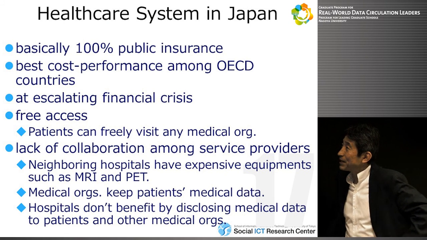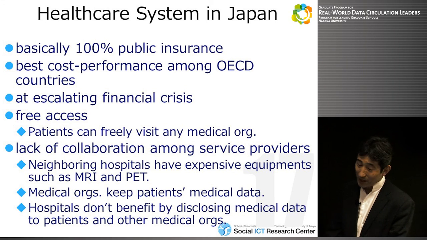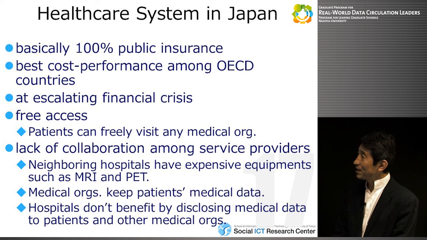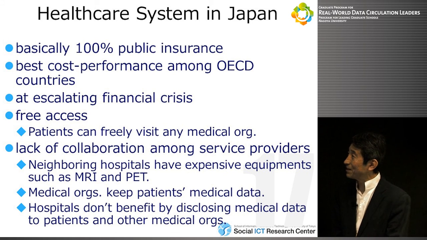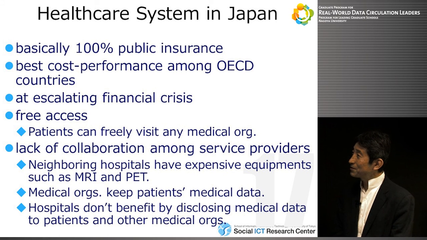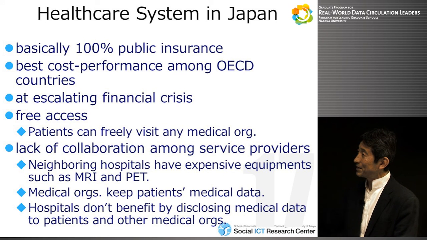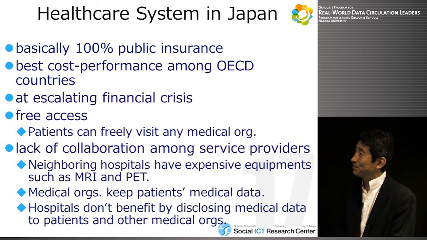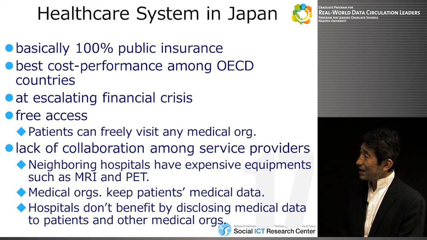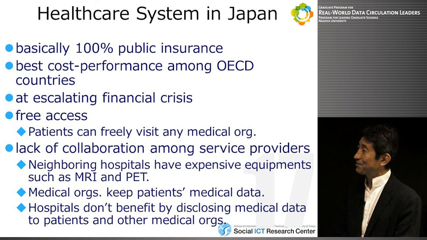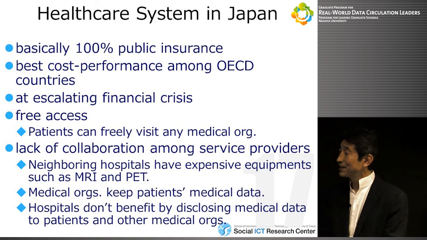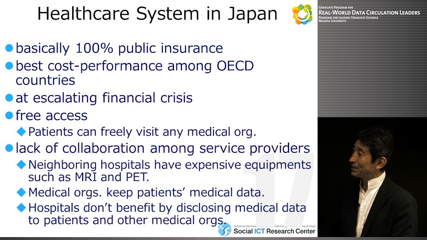Here I'd like to talk about the healthcare system in Japan. It's basically 100% public insurance. And according to reliable statistics, the Japanese healthcare system has the best cost performance among OECD countries. However, it is in an escalating financial crisis, like in any other country as well. So it's a very difficult problem.